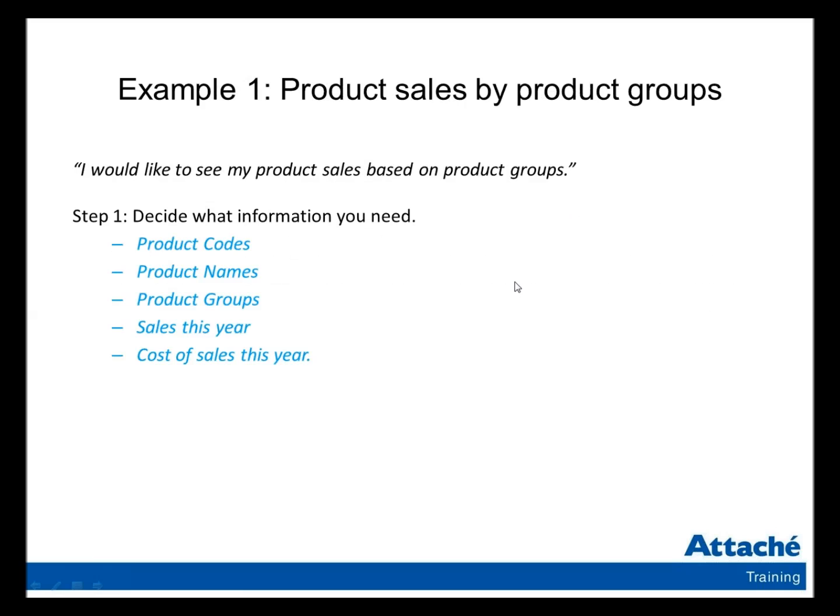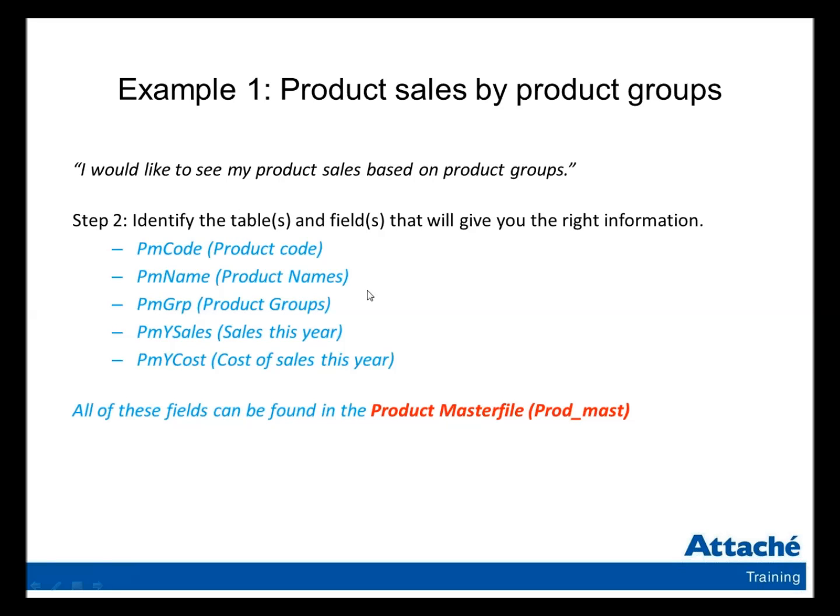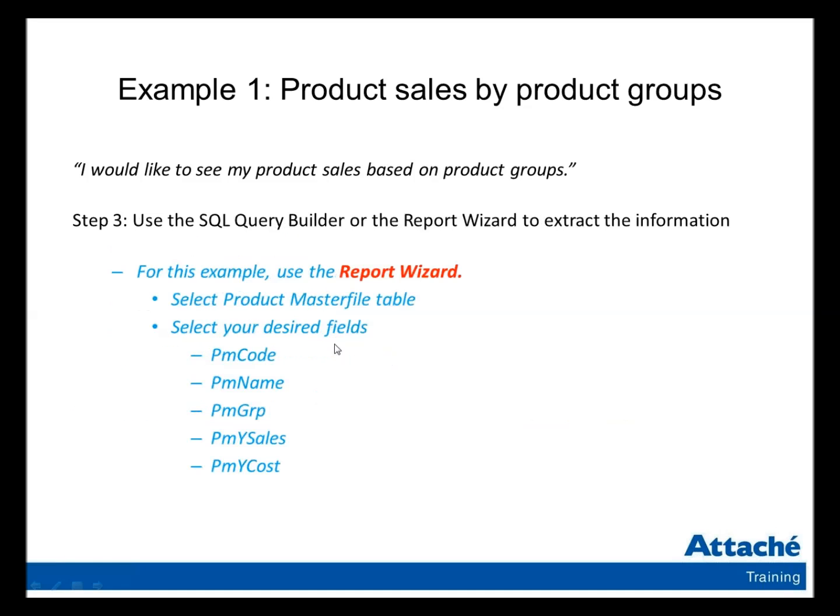Okay, so just to recap, our example: I would like to see my product sales based on product groups. Step 1, decide what information you need. In our case, it's the fields there, and the color is a little bit unfortunate, but hopefully everyone can see. Step 2, identify the fields and tables where you'll get this information from. So again, we found that everything was available in the product master file, and these are the codes, or rather what the computer can understand.